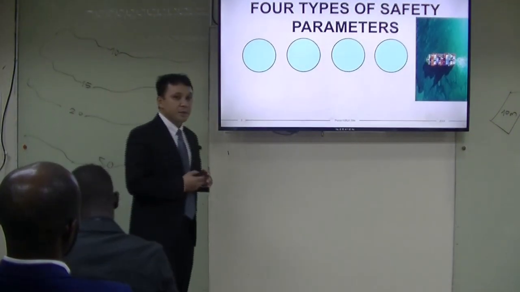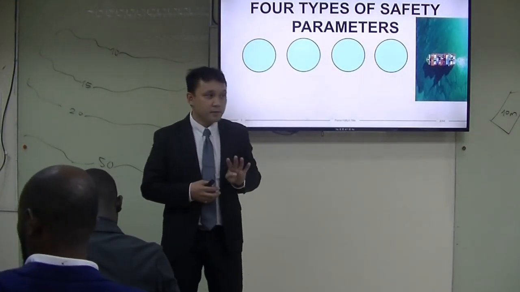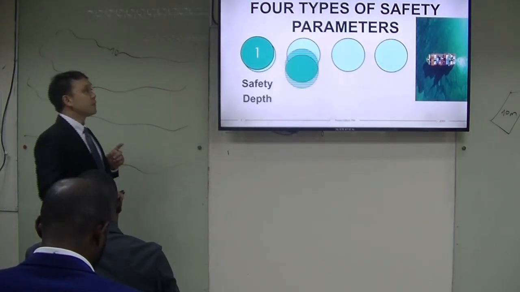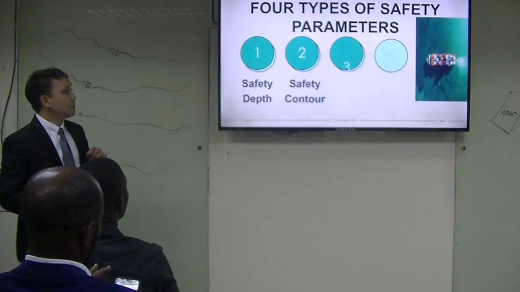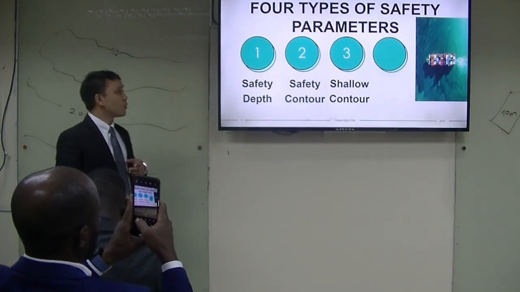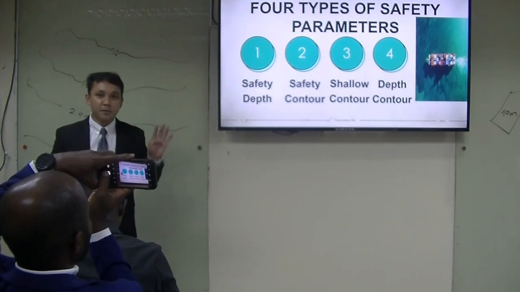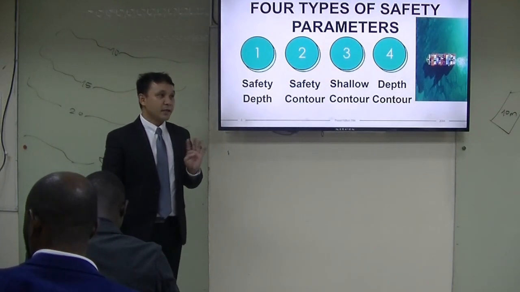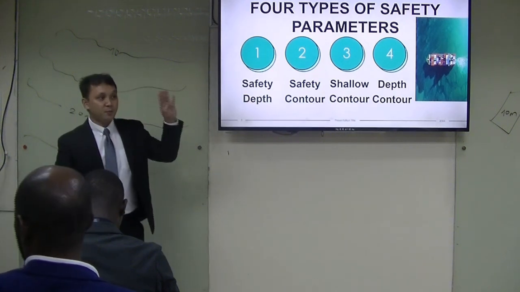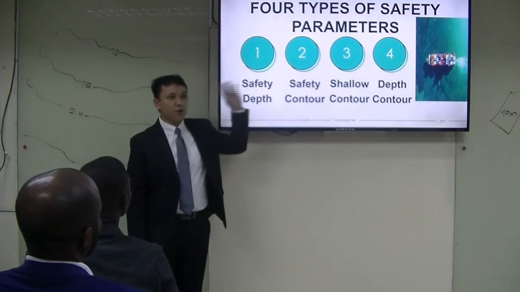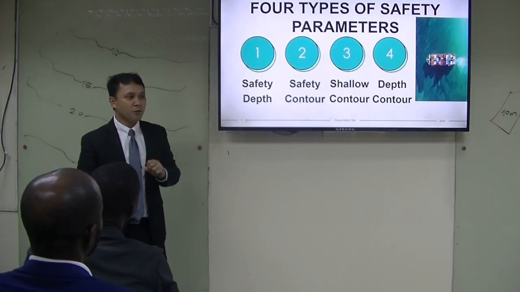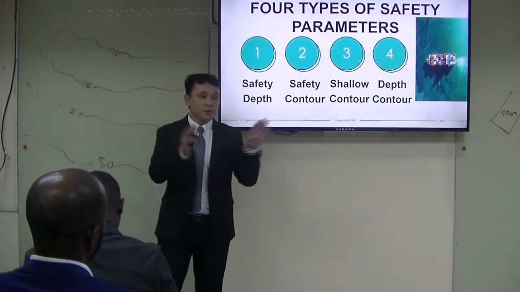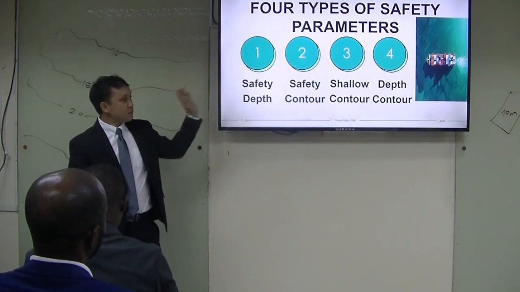That is the alarm safety parameters. And this covers four types. First is safety depth, safety contour, shallow contour, and depth contour. So always remember, guys, these four kinds of safety parameters. Wherever you are, whatever kind of vessel, these four are connected. These four are always asked about by third parties, port state control or flag state. So these four should be all together. Don't forget these four.